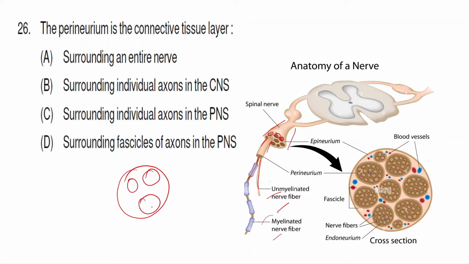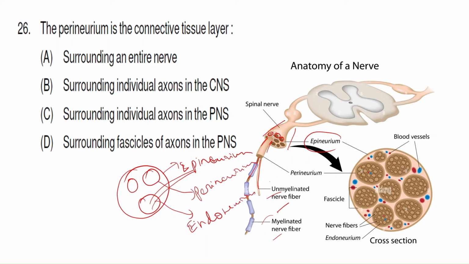And in these fascicles are present our nerve fibers that can be either myelinated or unmyelinated. So the whole nerve is surrounded by a layer that is called epineurium. And these fascicles are surrounded by a layer that is called perineurium. And again, these nerve fibers are surrounded by a layer which is called endoneurium.